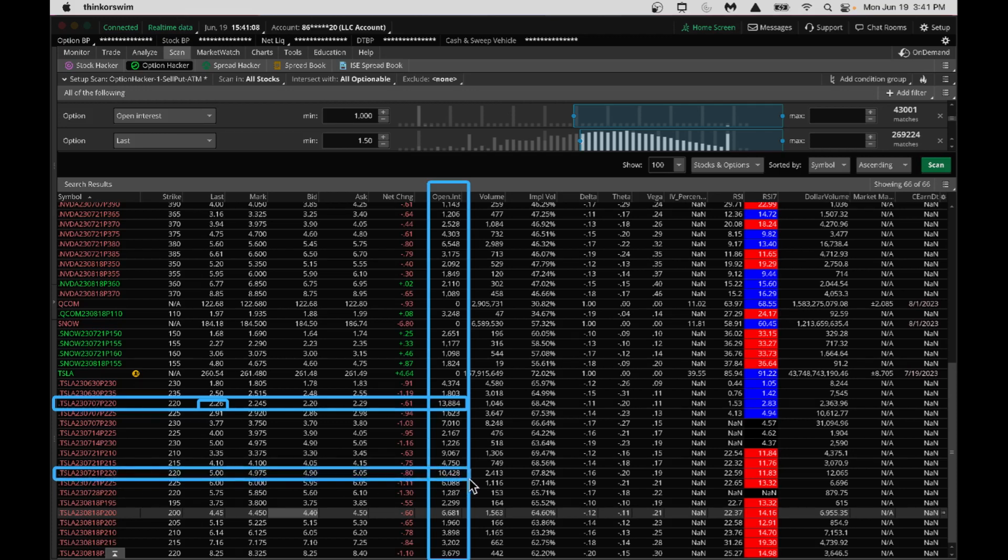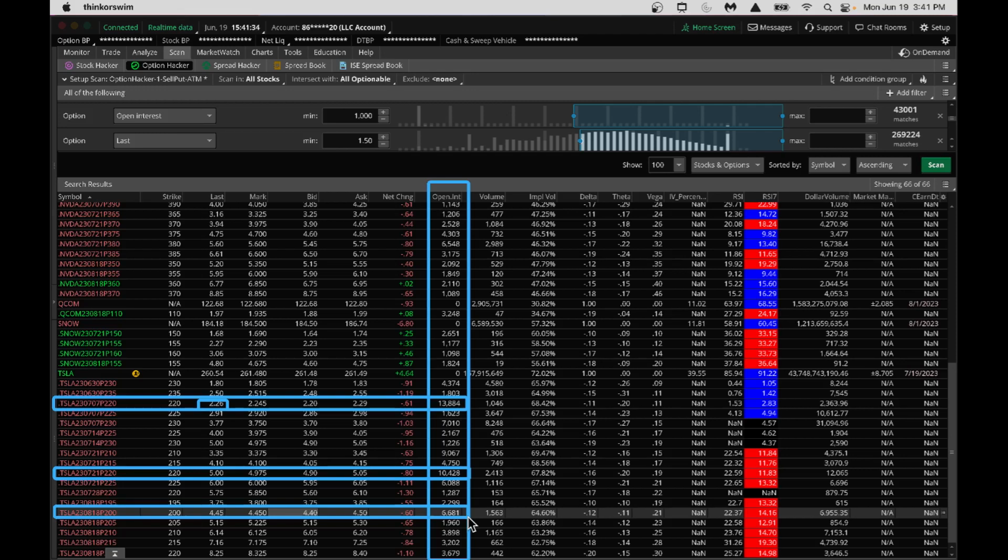And look at the open interest, 10,428. Those are the two highest levels of open interest within Tesla. And then we've got one more, 200, which is the August 18 expiration at 200, as you can see here. These are the three highest open interest levels within the Tesla option chain.